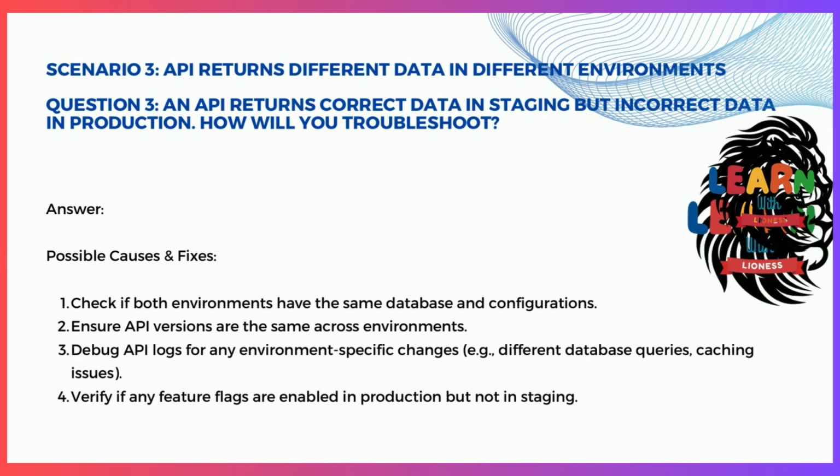Check if both environments have the same database and configurations. 2. Ensure API versions are the same across environments. 3. Debug API logs for any environment-specific changes, e.g., different database queries, caching issues. 4. Verify if any feature flags are enabled in production but not in staging.